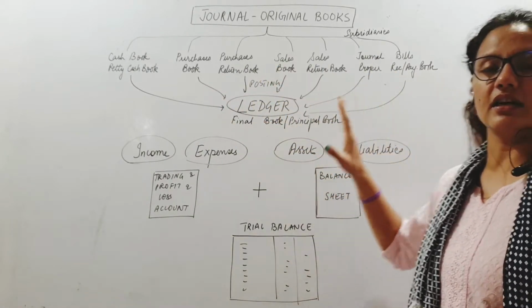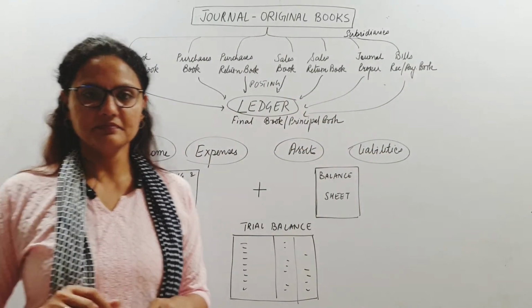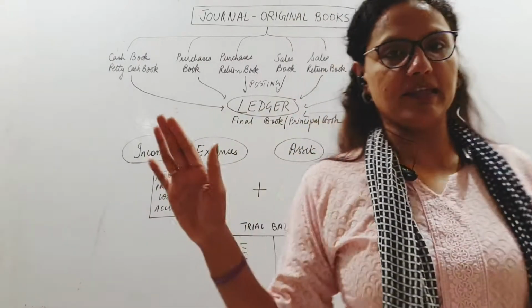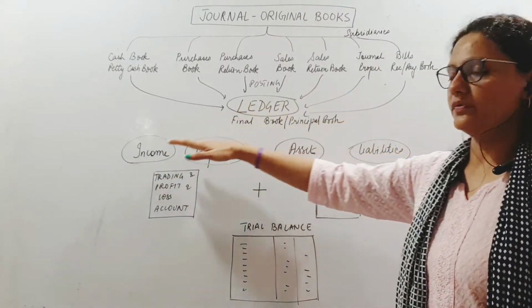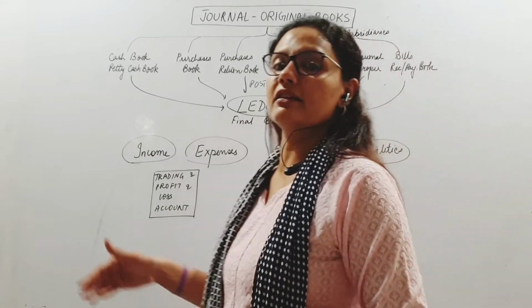All my accounts are ready. They are balanced and closed. So balancing has been done. Now, we have different types of accounts. Now, after this, we need to make the final accounts.